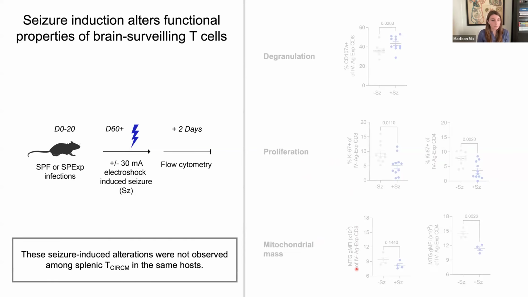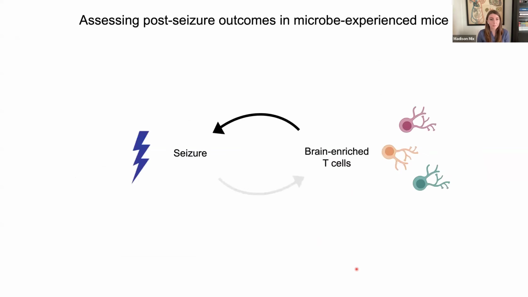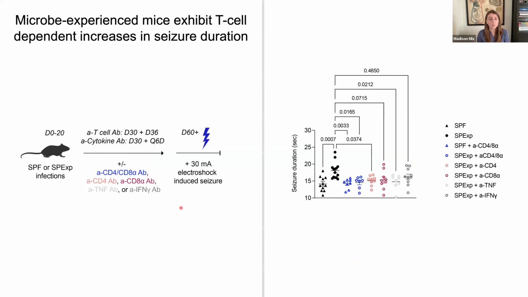And although I don't have time to review it, we importantly saw that if we looked at splenic circulating memory T cells in the same hosts, we didn't see any alterations in numbers, phenotype, or functionality. So then we wanted to ask the reciprocal question: does having these brain-enriched T cells, or being a microbe-experienced host in general, influence your susceptibility or manifestation of a neurological disease?